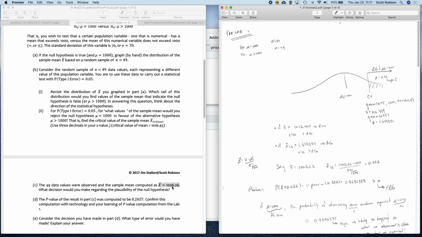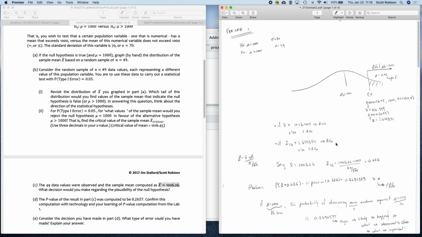It is 1006.26, which is smaller than this 1016. So here's 1000, here's 1016. Our number 1006 is somewhere on here. You can see that it is not in the rejection window here.